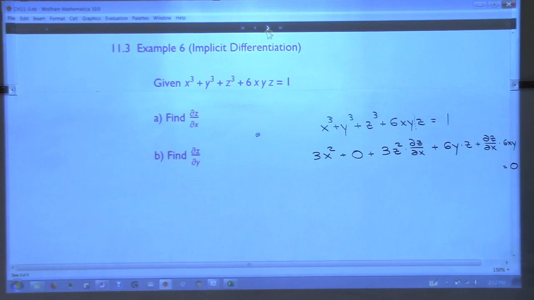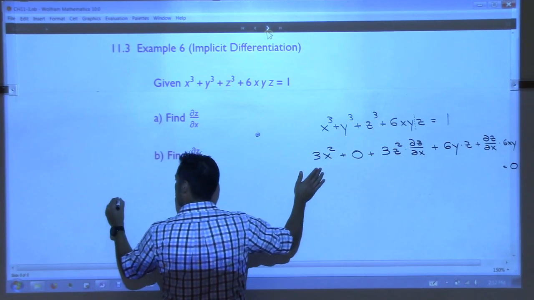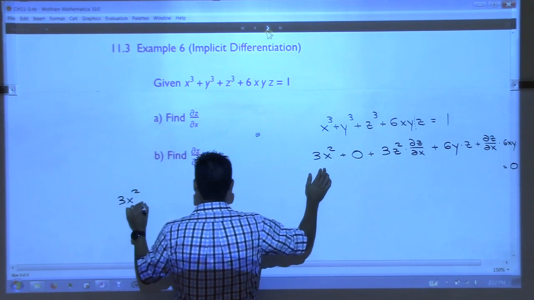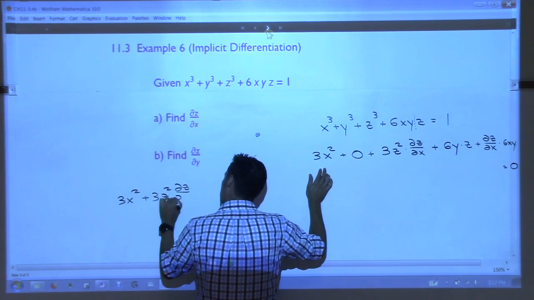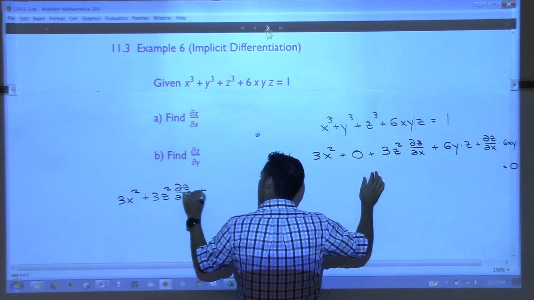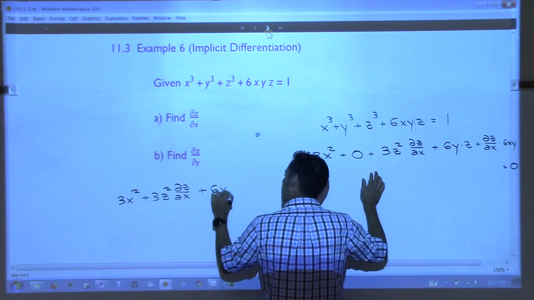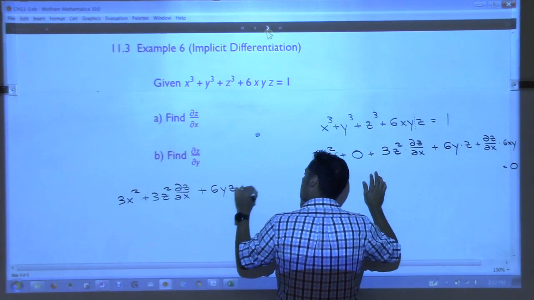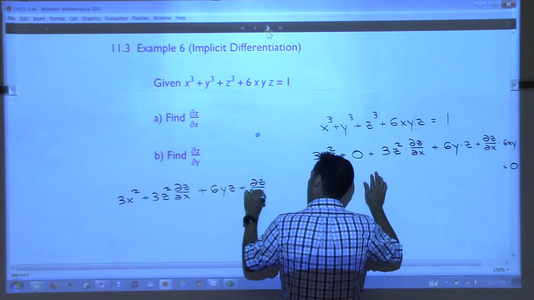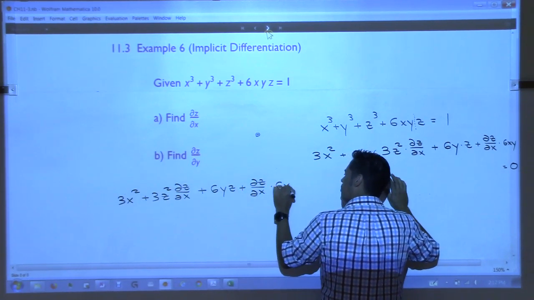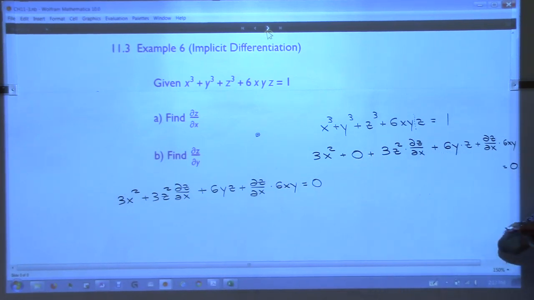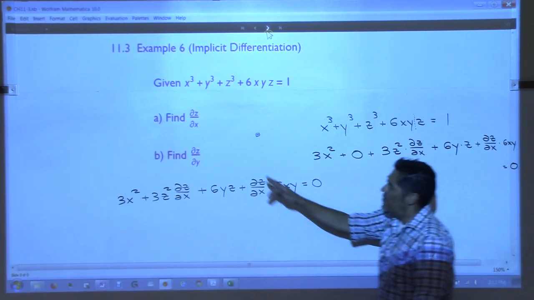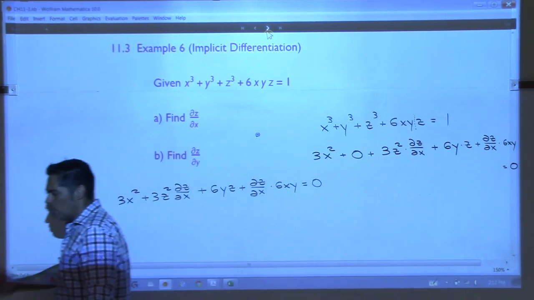Okay? All right, so let me now clean this up. 3x squared plus 3z squared partial z with respect to x plus 6yz plus partial z with respect to x times 6xy equals 0. All right, so that's our implicit differentiation step. We're trying to find what the partial of z with respect to x is, so what would be our next step?